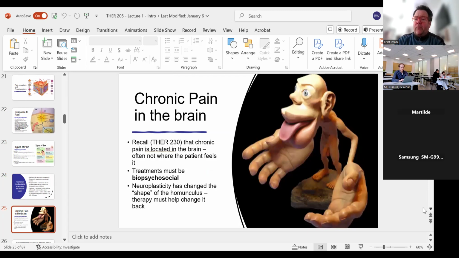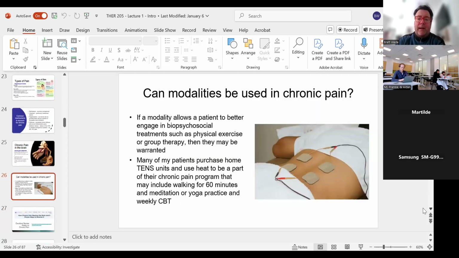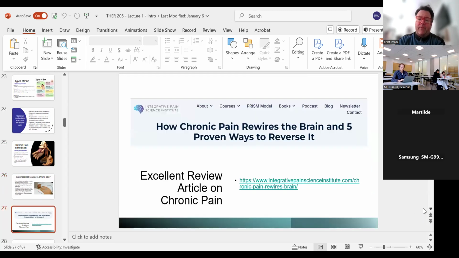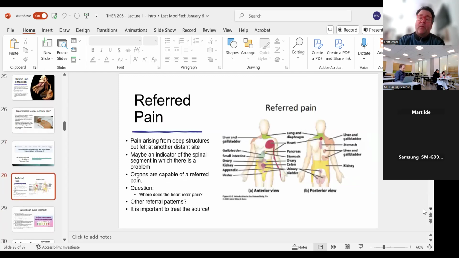Treatments must be biopsychosocial. I've covered that fairly well in THER 230, but I think it's fair that it could show up again. Chronic pain is such a hot topic. So just to remind you again that all treatments for chronic pain have to include biology, psychology, and some social aspect to them. Nothing really here. It's just a bit of a review of how we can treat chronic pain quite well, but where do the changes take place? And that, of course, is in the homunculus. Hopefully we can actually rewire the brain. Referred pain, I don't really have any specific questions on this here.